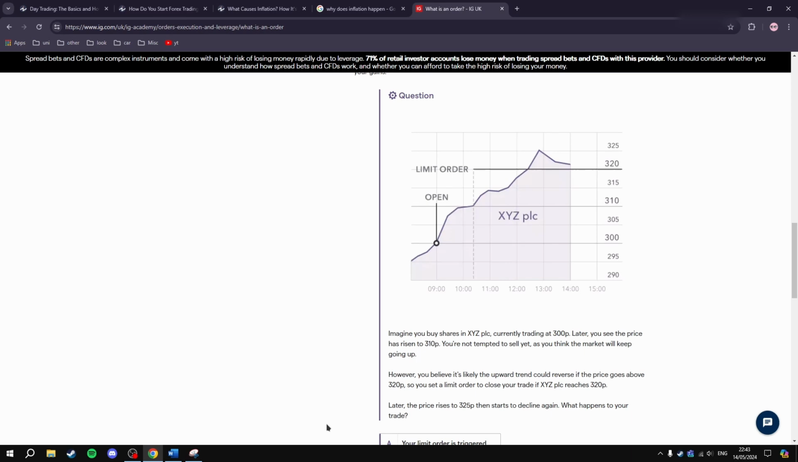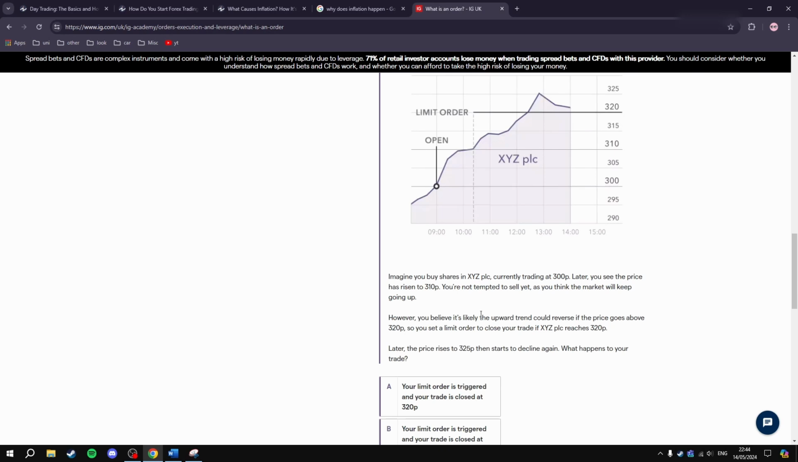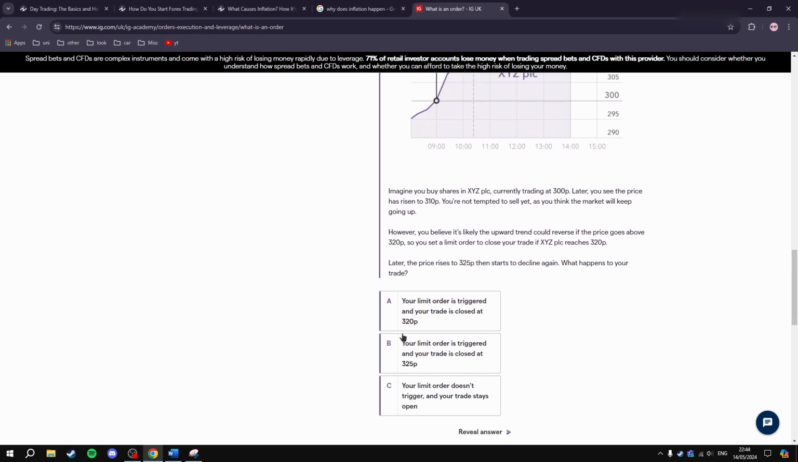Question: imagine you're buying shares in XYZ PLC currently trading at 300 pence. Later you see the price has risen to 310 pence. You're not tempted to sell yet as you think the market will keep going up. However, you believe it's likely the upward trend could reverse if the price goes above 320 pence. So you set a limit order to close your trade if XYZ PLC reaches 320 pence. Later the price rises to 325 pence and then starts declining again. What happens to your trades?